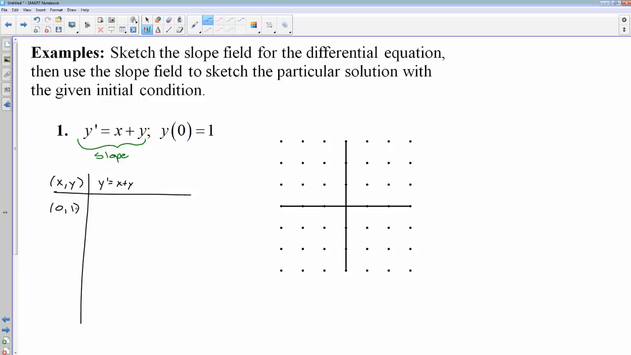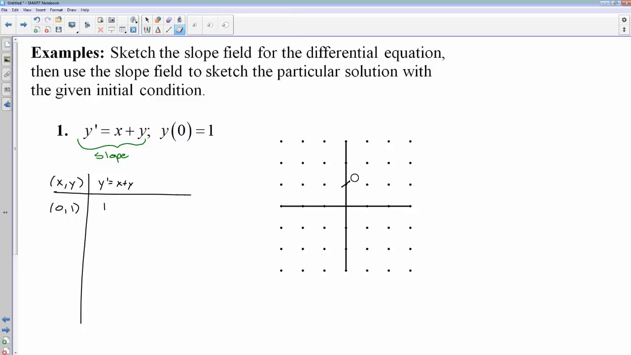So if I plug in 0, 1, 0 plus 1 is 1. So at the point 0, 1, my slope is 1. And what I'm going to do is sketch a very small segment about like that with a slope of 1. Doesn't have to be exact, just a small segment with slope 1. Now, it does need to be reasonable.